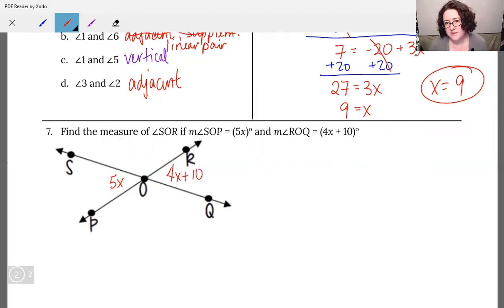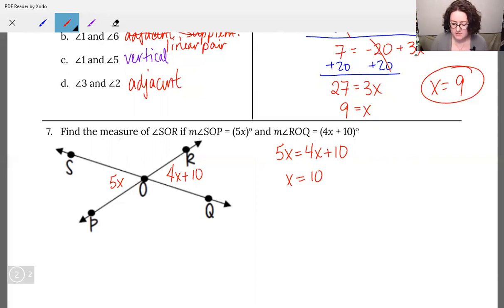So looking at where these are, they look like vertical angles. So we can do the same thing as example 6. They're vertical angles, they're going to be congruent, their measures will be equal. So I can say that 5x equals 4x plus 10. I can solve this in one step. All we need to do is subtract the 4x, and then x equals 10. But is that what they were asking for?